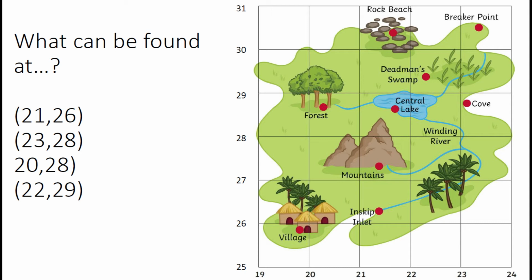What can be found at 21, 26? Let's go along to 21 and up to 26. Have you found the Inskip Inlet? It's a blue line. What does that mean? What's a blue line? You're right, it's a river. Well done. Can you try the others?